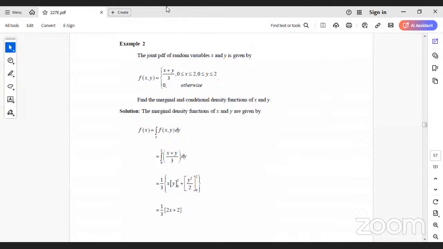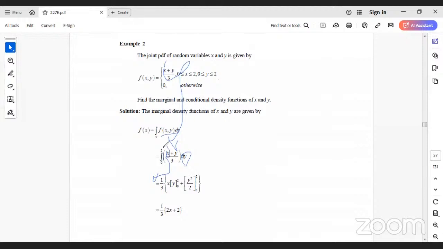F of x we are taking here. As I already told you earlier, it is the integration of f of x, y dy, that is x plus y by 3 dy. Here I take 1 by 3 common outside. Integration I am doing of x plus y, with respect to y.